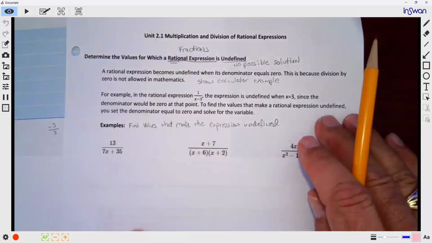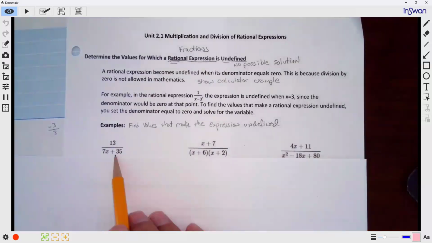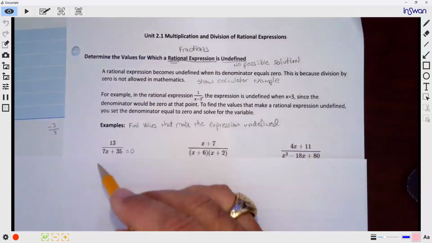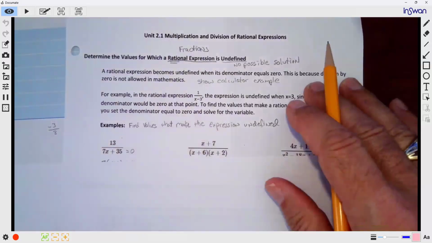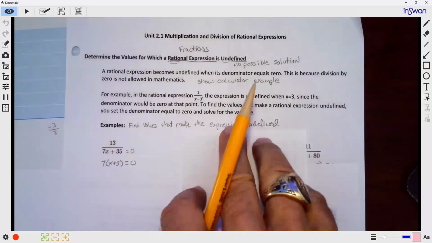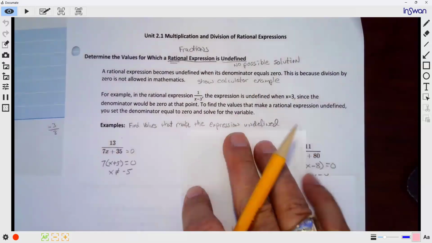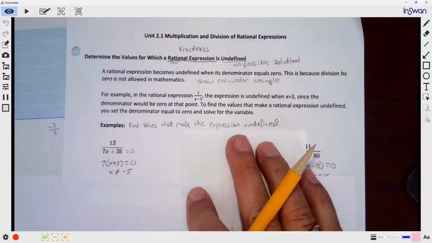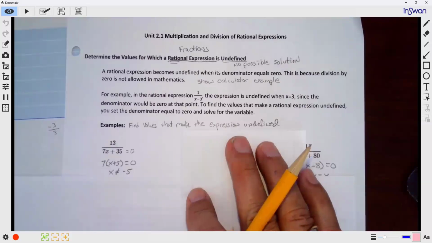You can see in this first example, it's just a linear equation. If I set this equal to 0 and solve it, what would I do? Subtract 35 and divide by 7. And that would be the value that must be excluded from any solutions. Here I did it by factoring, but I didn't really need to. Either way, you're going to get -5. We're going to be doing a lot of factoring. So this expression can accept any value for x except -5 because it would create a 0 in a denominator.